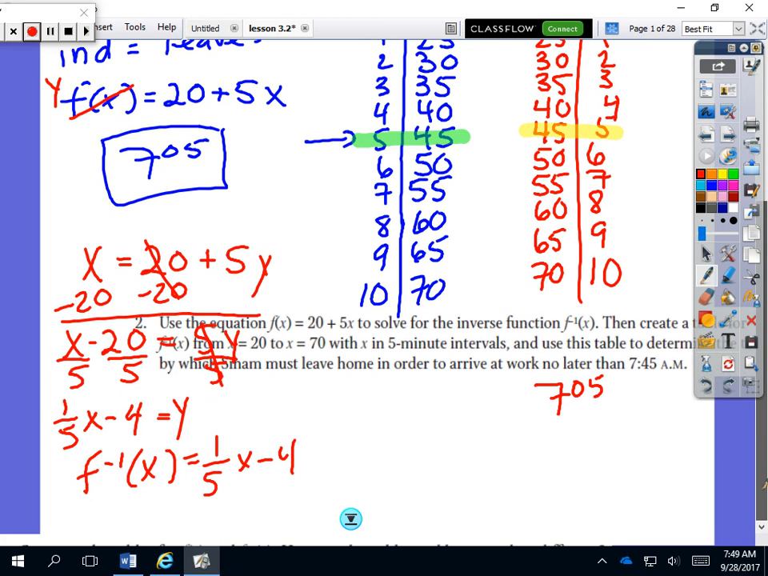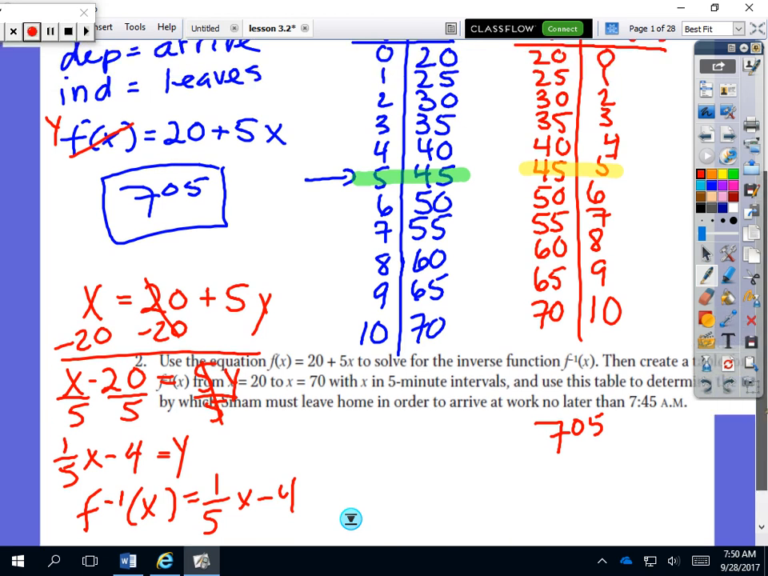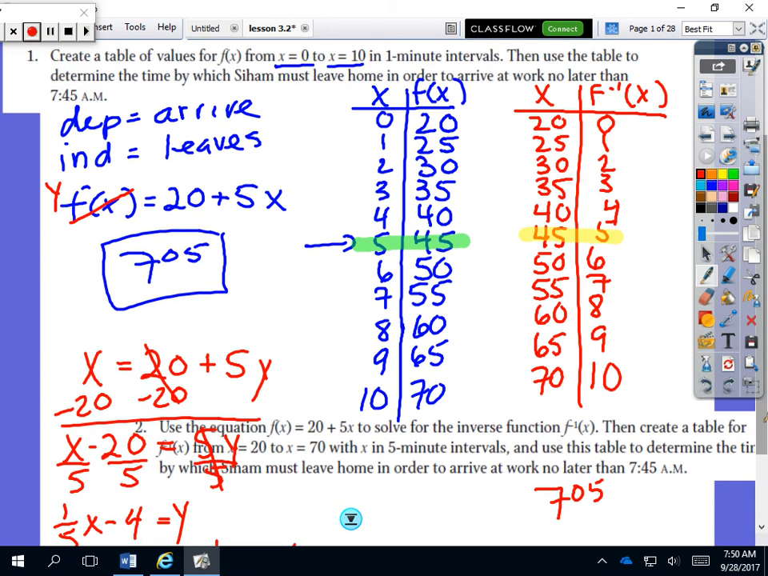Question number 3 was compare the tables. How are they alike and how are they not alike? Well, they have the same values, it's just the input and output have been switched. That's what I would say. They're alike because the values are the same, but they're switched in the inverse. The input becomes the output in the inverse. Okay, so that's your warm-up.